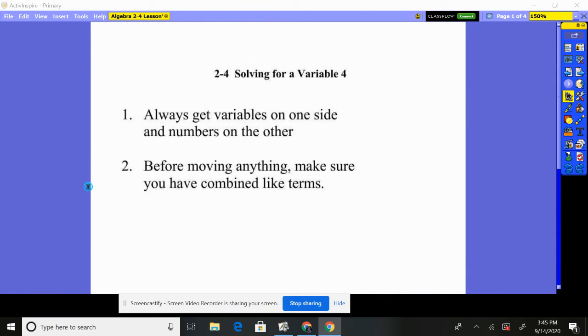All right, 2-4, solving for a variable. One, a few things to keep in mind. Always get variables on one side and numbers on the other. We talked about that before. That's nothing new. But two, before moving anything, make sure you have combined like terms.